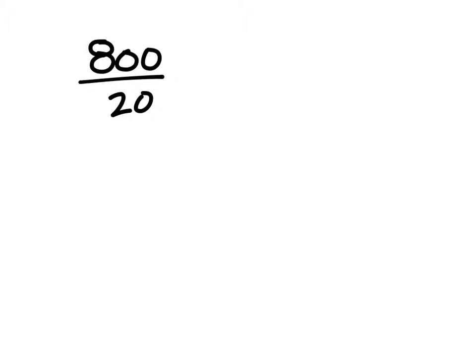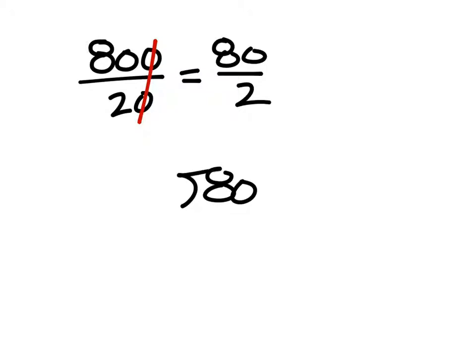Now on this one, it's pretty nice. We've got 800 divided by 20. And the nice thing about this one, since it's division, is we can just cancel out those zeros. Now that's not a phantom 1. It literally makes this 80 divided by 2. Now some of you guys can do that in your head. However, if you can't, we should use long division on this one.